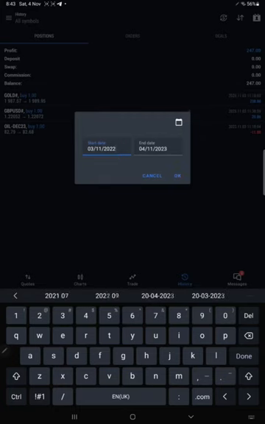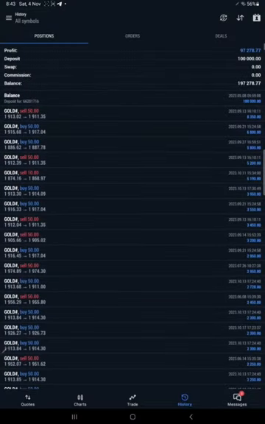Here is the overall performance. You see here, we started trading on this account from 8th of May 2023. Started with $100,000. So far, we made $97,278 profit. Almost 100% we reached on this account.